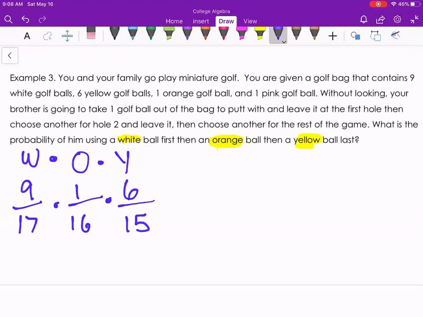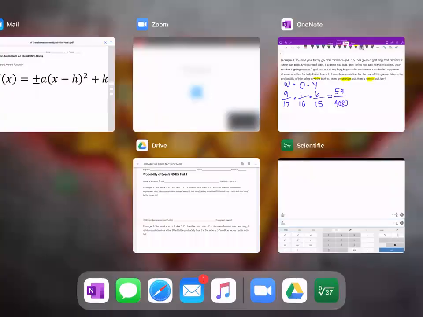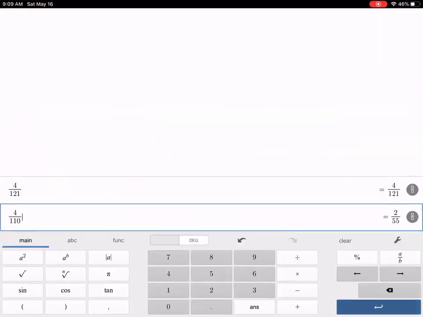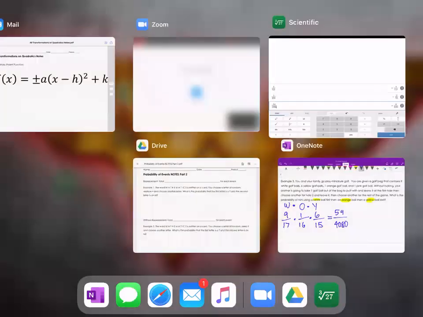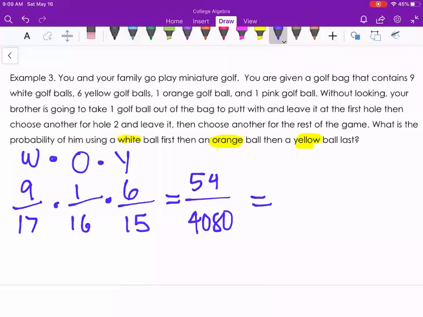Let's do the multiplication here. 9 times 1 is 9, times 6, 54. Let's do the bottom. 17 times 16 times 15, 4,080. And again, I'm going to hop over to my Desmos, see if this will reduce. We're almost done. So 54 divided by 4,080. Tap that fraction button. There we go. 9 out of 680. And there is my final answer.